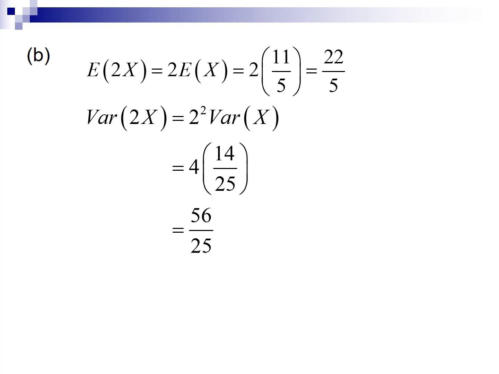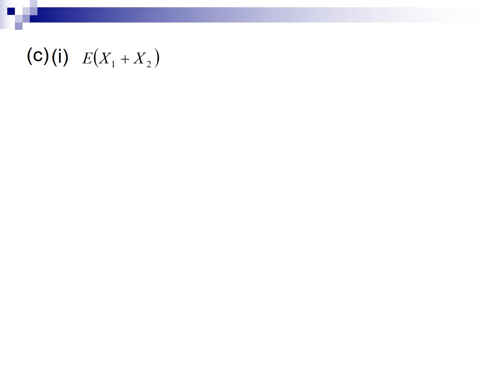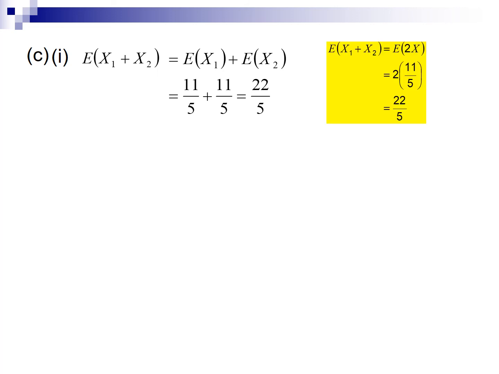Now part C. E(X1 plus X2), using the law just now, is the same as EX1 plus EX2. And they have the same value because X1 and X2 are taken from X. But you can use also this law. E(X1 plus X2) is the same as E(2X), which is the same as 2EX. So 2 multiplied by 11 over 5, we have 22 over 5.